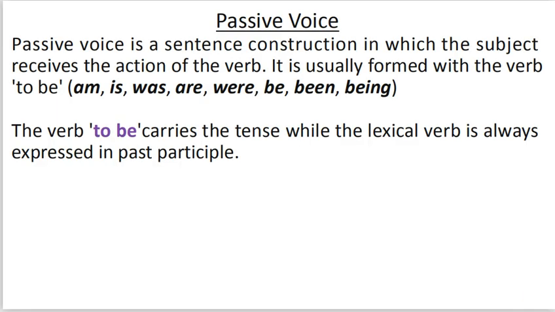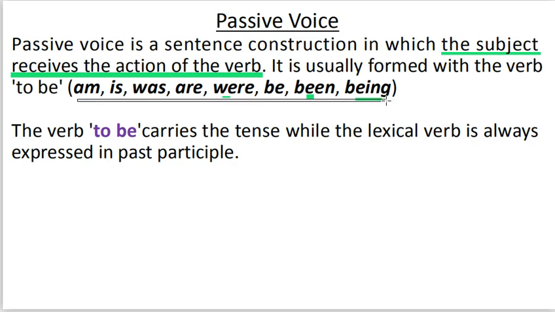Passive voice is a sentence construction in which the subject receives the action of the verb. It is usually formed with the verb to be. These verbs are am, is, was, are, were, be, been, and being. These are the 8 verbs to be. So these verbs are very important in the construction of passive sentences. I want you to note this. In this video, when I say passive voice or passive sentence, I mean the same thing.